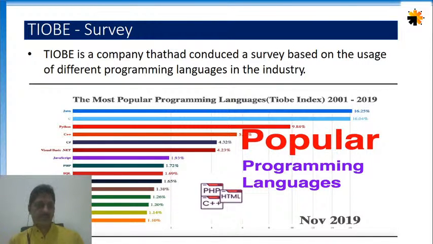TIOBE is a company that conducted a survey based on the usage of different programming languages in the industry, and this is the survey made from 2001 to 2019, the latest one. By 2019, these are the actual scenarios. In that, you can see on top, Java has a share of 16.25% among all the other technologies, right from Groovy, Delphi, Objective-C, Ruby, assembly language, Swift, SQL, PHP, and all that stuff.